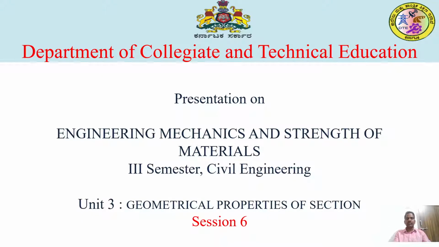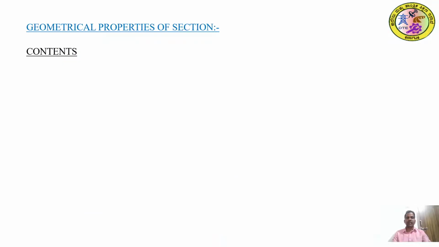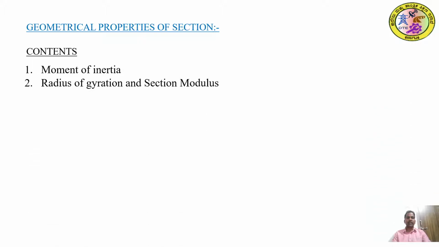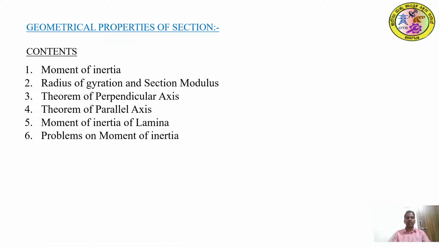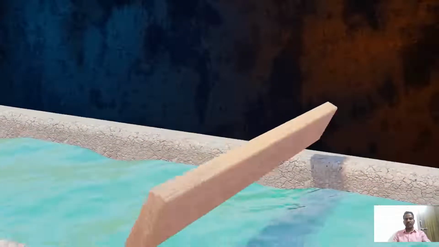Welcome to the sixth session of Geometrical Properties of Section in Engineering Mechanics and Strength of Materials. In the upcoming sessions, we are going to learn about moment of inertia, radius of gyration and section modulus, theorem of perpendicular axis, theorem of parallel axis, and the moments of inertia related to the square, rectangle, hollow rectangle, circle, hollow circle, laminas, and the problems related to the moment of inertia. Let us learn about moment of inertia.